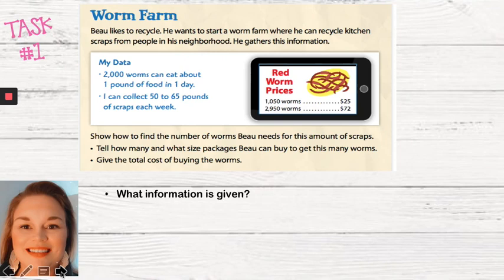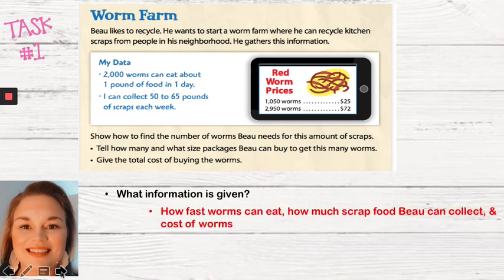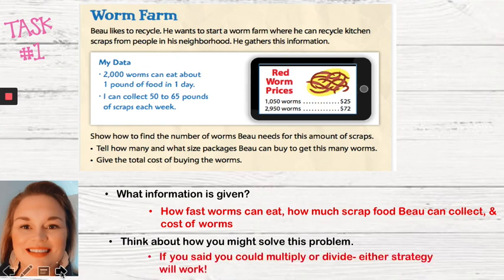So when you're looking at this, the first thing to do is to think about, what information do I have, or what's given to me? So I'll let you think about that for a minute. You can circle it or highlight it if you have that available. If you thought about how fast worms can eat, how much scrap food Bo can collect, and cost of worms, you're correct. Also, think about how you might solve this problem. If you said you can multiply or divide, both strategies will work.